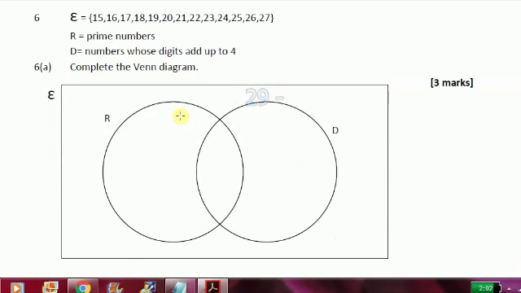Question number 6. You were told the universal set is this set of numbers. R is the prime numbers out of that list. So what prime numbers can we find in that top set? So let's try and write down the members of R. So look for the prime numbers in the list. 17, 19 and 23 I think are the only ones.